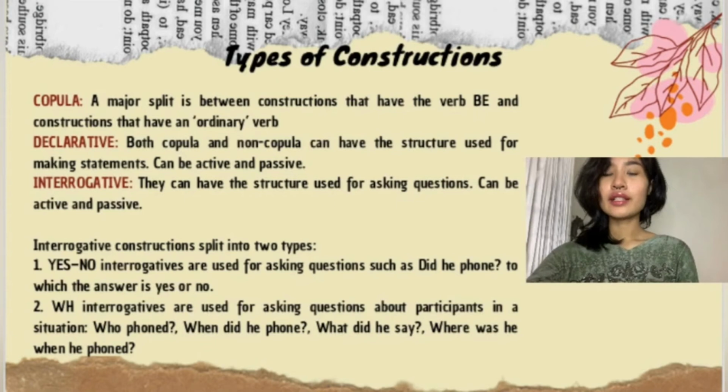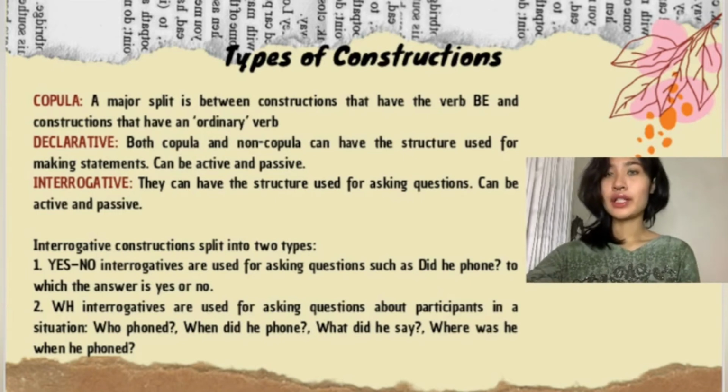And then there are declarative constructions, which means both copula and non-copula can have the structure used for making statements. They can be active and passive. Then there are interrogative constructions. They can have the structure used for asking questions. They can also be active and passive.